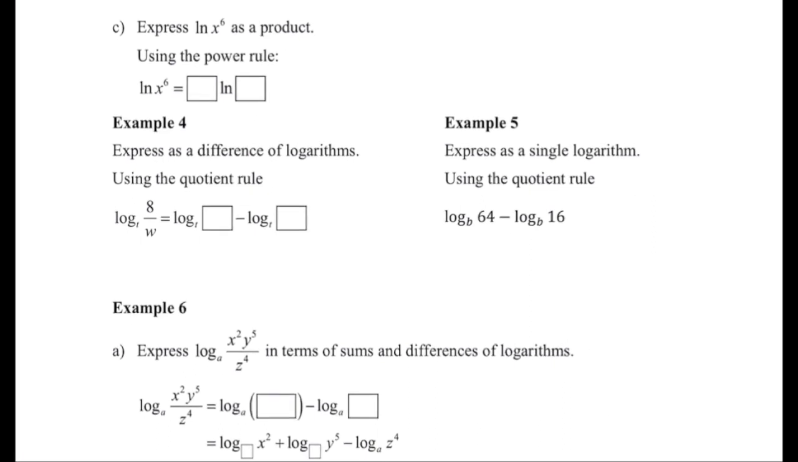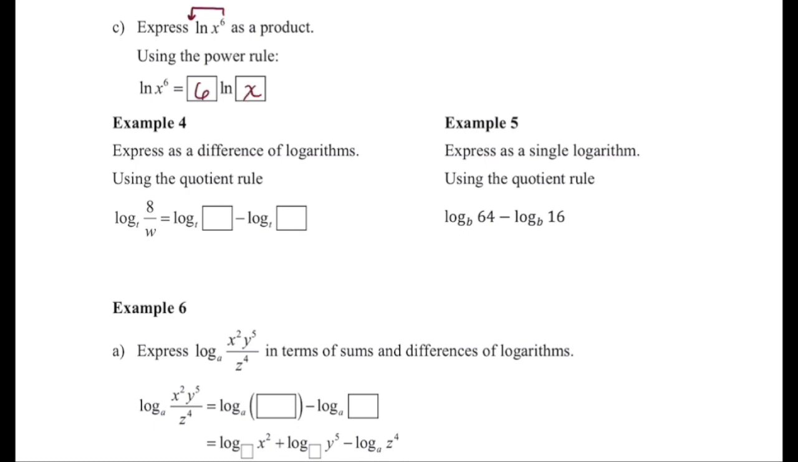Let's express the natural log of x to the 6th power as a product. Very similar to the logarithms, the natural logs follow the same rules as well. So I have an exponent that I can bring out front. So this then becomes 6 times the natural log of x.